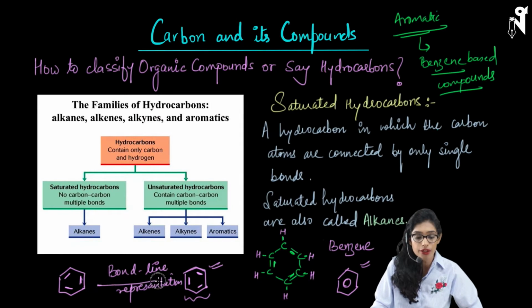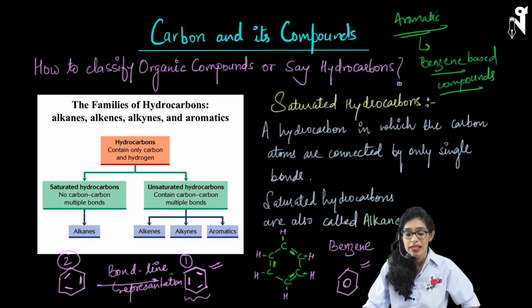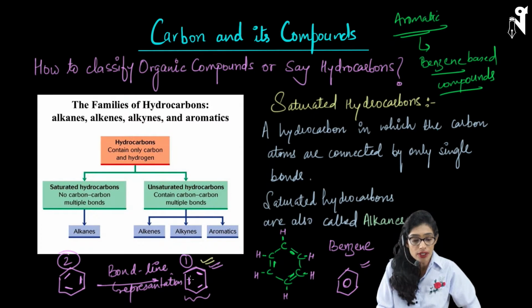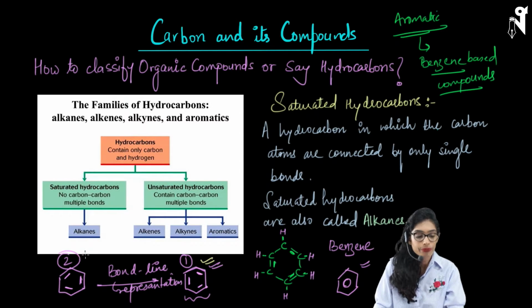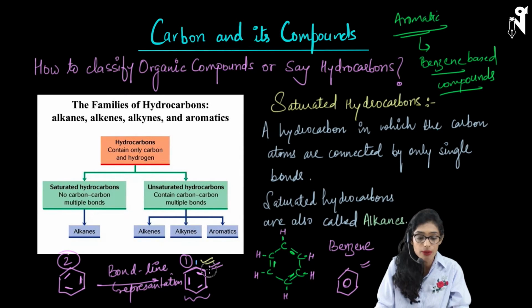Is this structure any different from, let's say this is structure 1 and this is structure 2? Are these two structures different from each other in any way? No. But if you refer to this structure, then you will see, and if I mark the carbons, let's say this is carbon 1, carbon 2, carbon 3, carbon 4, carbon 5, and carbon 6. Similarly, carbon 1, 2, 3, 4, 5, and 6.